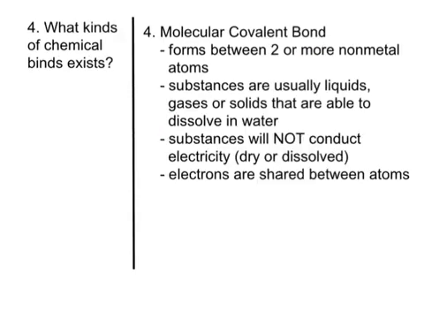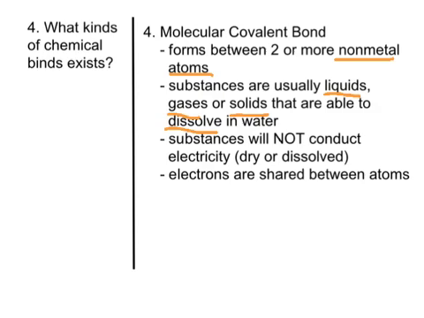The third type of chemical bond that we're going to study is the molecular covalent bond. These bonds form between two or more non-metal atoms. So we're talking about the atoms on the right-hand side of the periodic table hooking up with each other. All right, so in a molecular covalent bond, these substances are usually liquids, gases, or solids that are able to dissolve in water. So what we call soft solids.